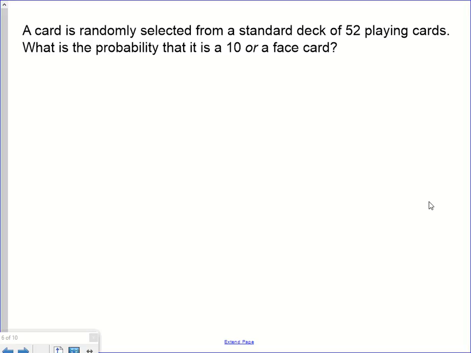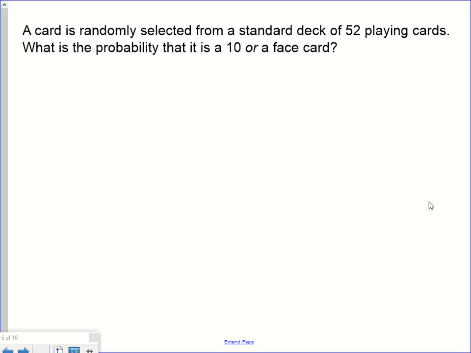Okay, example 1 here, or example 2 in your notes, I believe. A card is randomly selected from a standard deck of 52 playing cards. What is the probability that it is a 10 or a face card? Let's think right away, see if we can figure out, is this going to be disjoint or is this going to be overlapping? A 10 or a face card?